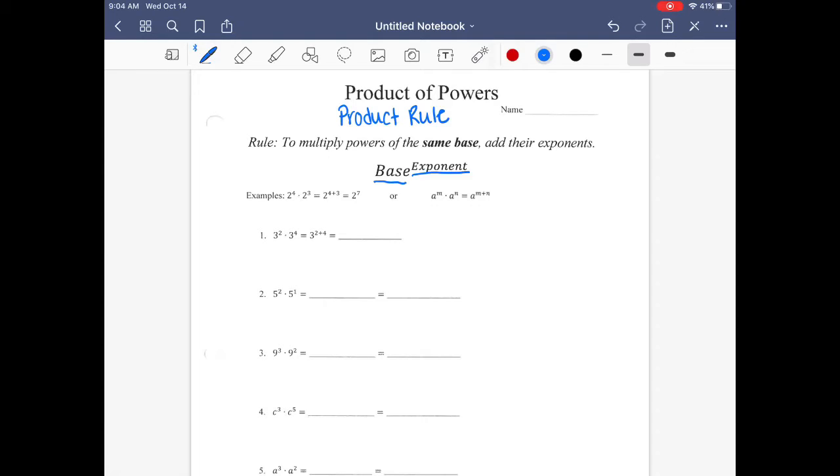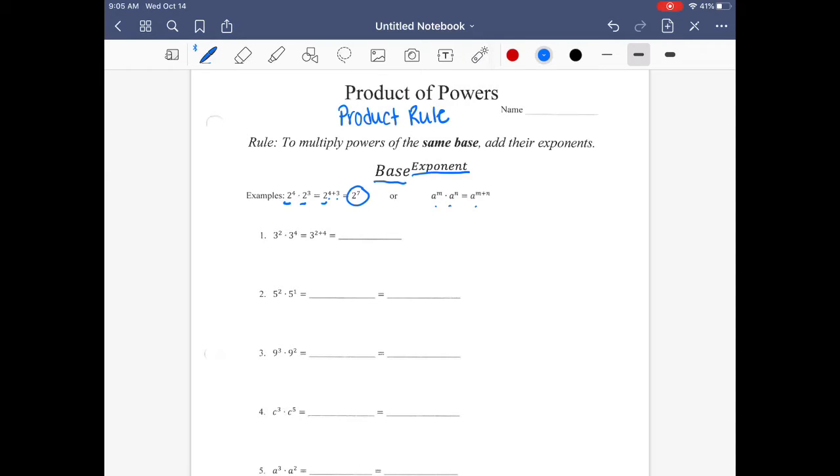So some examples of the product rule. This first one, we have base 2 to the fourth and base 2 to the third power. Since those bases are both 2, we can use our product rule to add our exponents 4 and 3, and so our equivalent expression is 2 to the 7th. The general rule is written here with our variables. If we have base a to the m times a to the n, you can combine those bases a and add the two exponents.